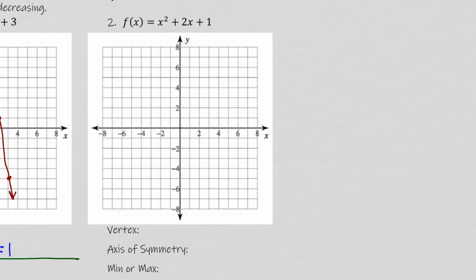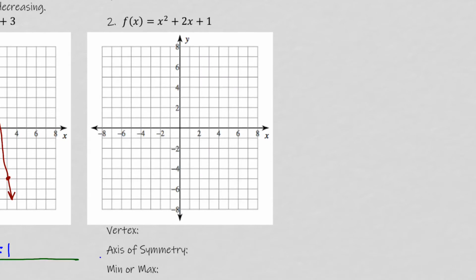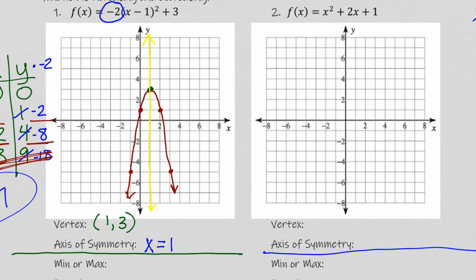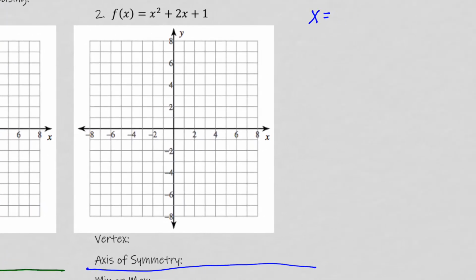So let's do number 2. All right, so I'm going to draw a line. I only want vertex, axis of symmetry, and I want to graph this. So I first need my x value. I need that axis of symmetry is where I'm going to start on this one. On the previous one, we started with the vertex. Here, I'm starting with the axis of symmetry, and it is negative b over 2a.